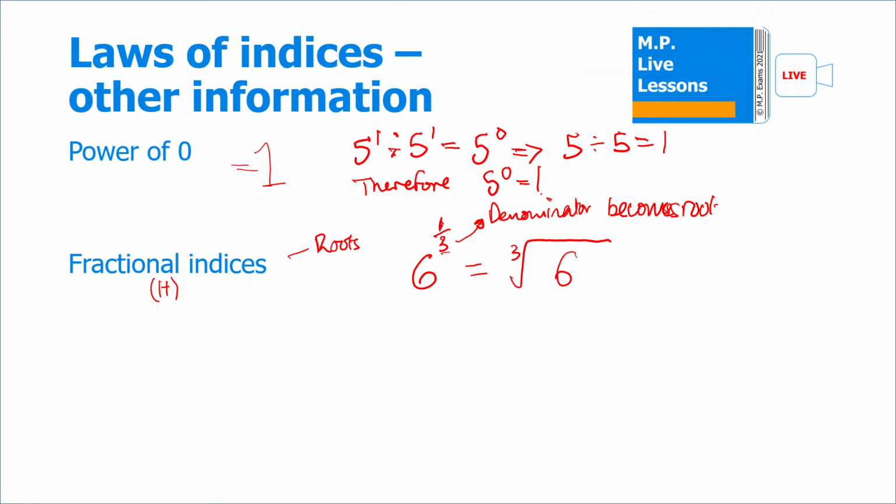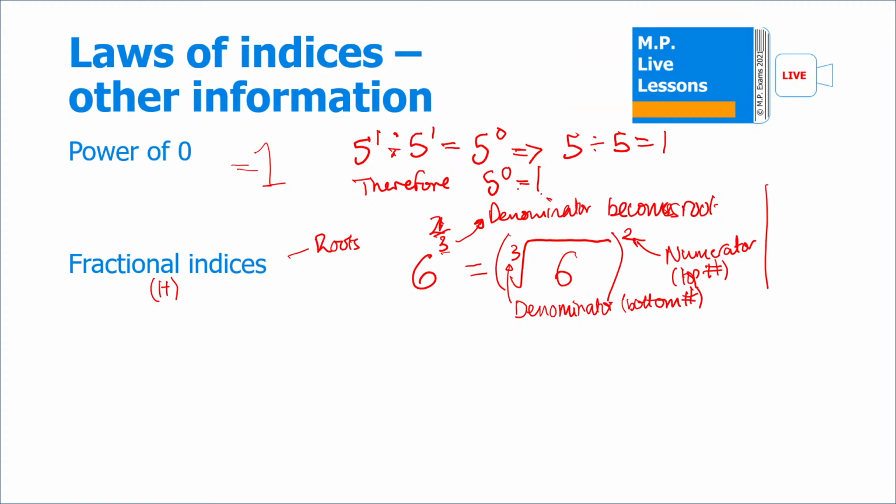If the numerator is something different, like let's say 2, you'd put this in brackets, then put whatever is in the numerator here. And just to remember as an order, you need to first root, then raise to the power.